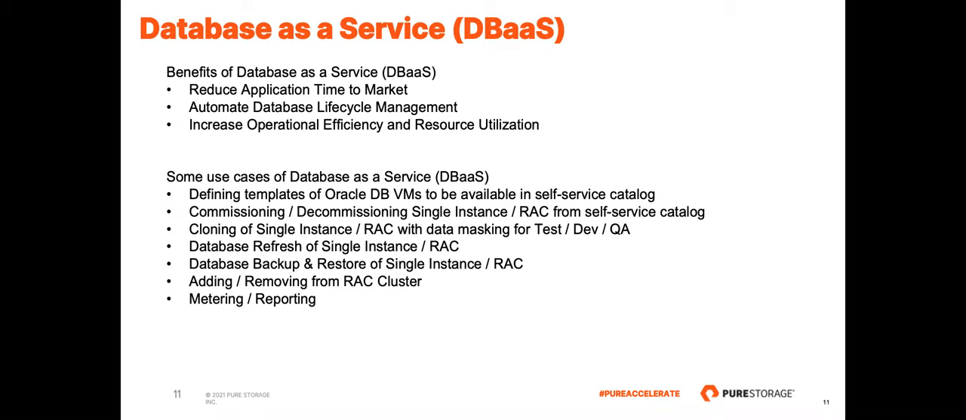If you look at the slide here, some of the use cases of database as a service that come to our mind could be defining templates of Oracle DB VMs to be available in a self-service catalog. You're able to commission and decommission single instance Oracle RAC from that self-service catalog. You can clone databases, refresh databases, back up, restore, and add or remove nodes to an Oracle RAC cluster on the fly. You can even have some kind of metering and some kind of reporting as well.